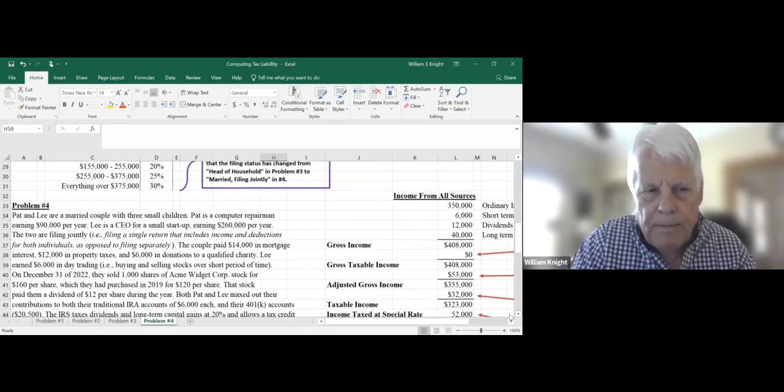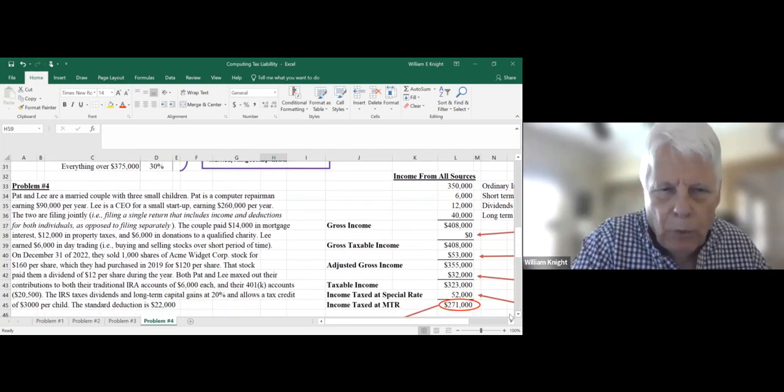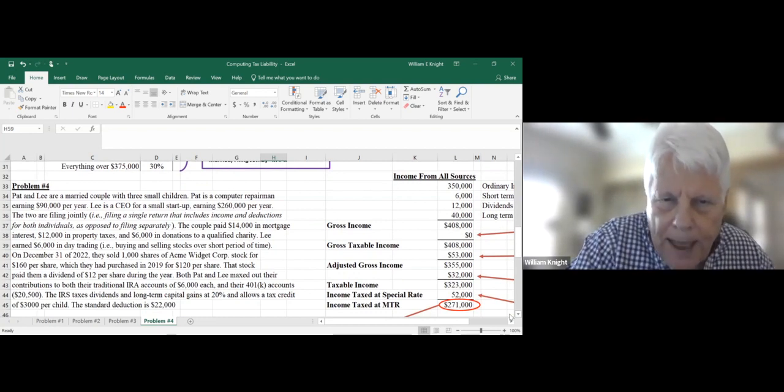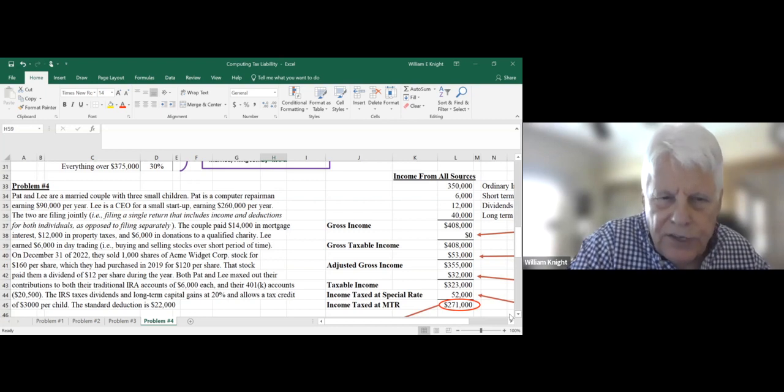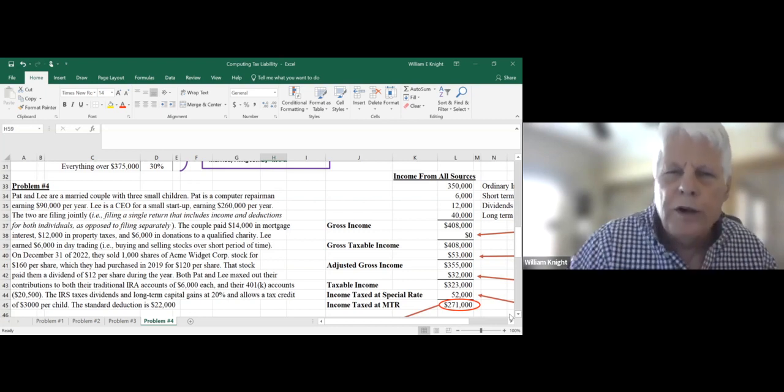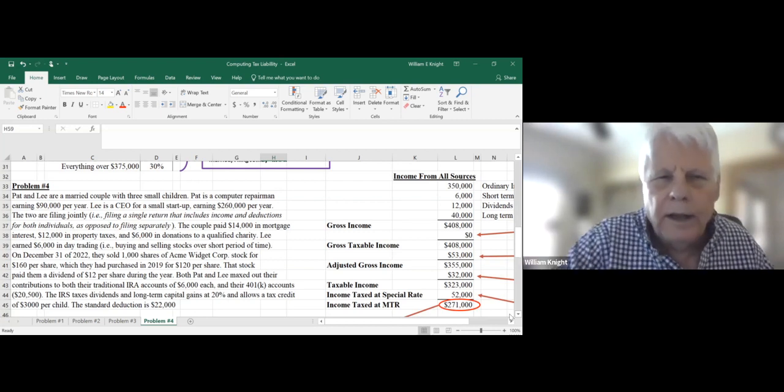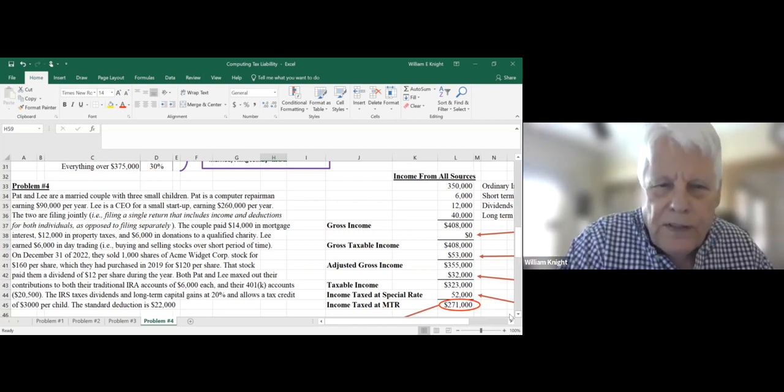Okay. Let's read the rest of the problem here. Pat and Lee are a married couple with 3 small children. Pat is a computer repairman earning $90,000 a year. Lee is a CEO for a small startup earning $260,000 a year. Wouldn't you know it, their total income is $350,000. Okay, the two are filing jointly.